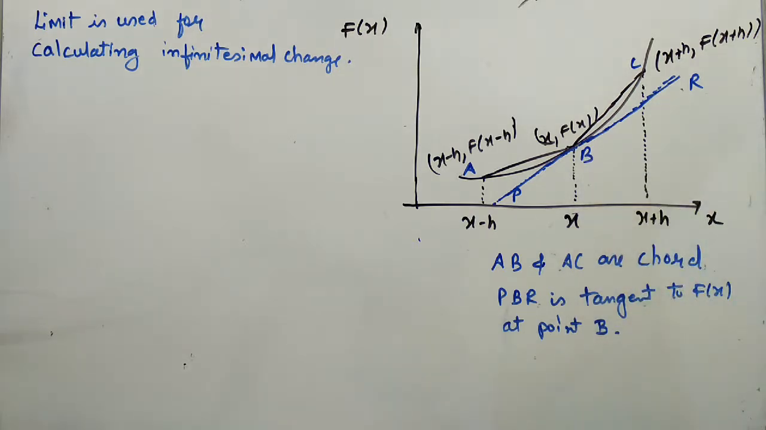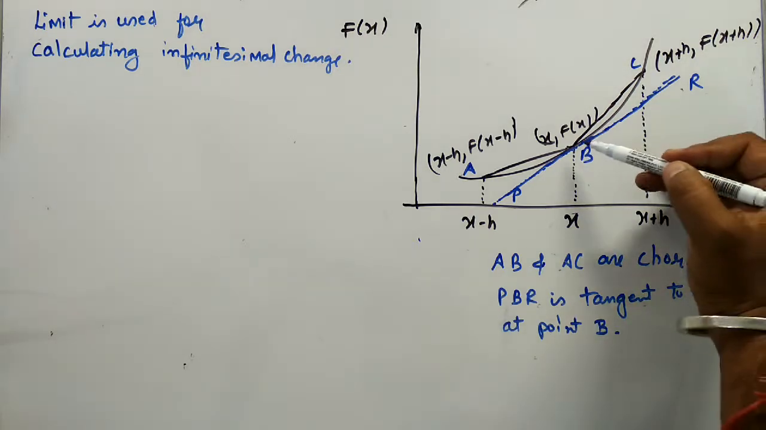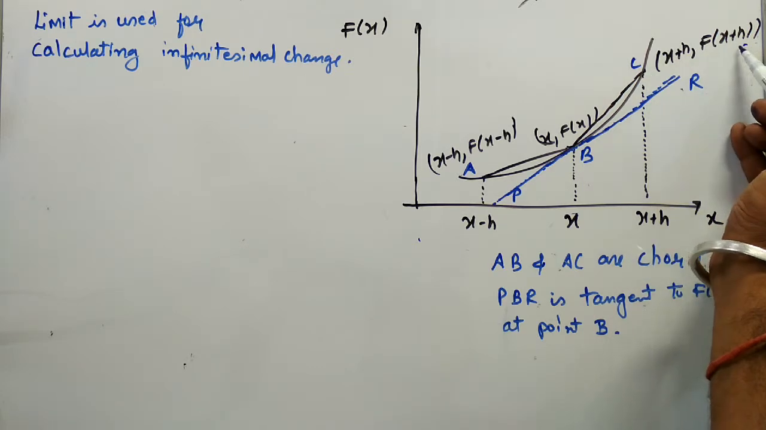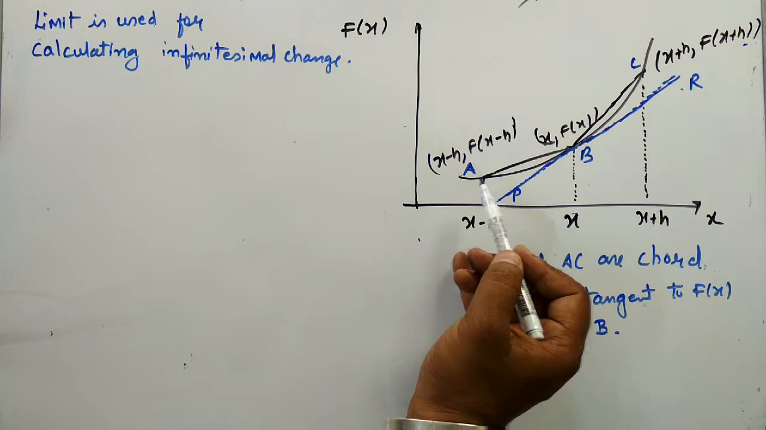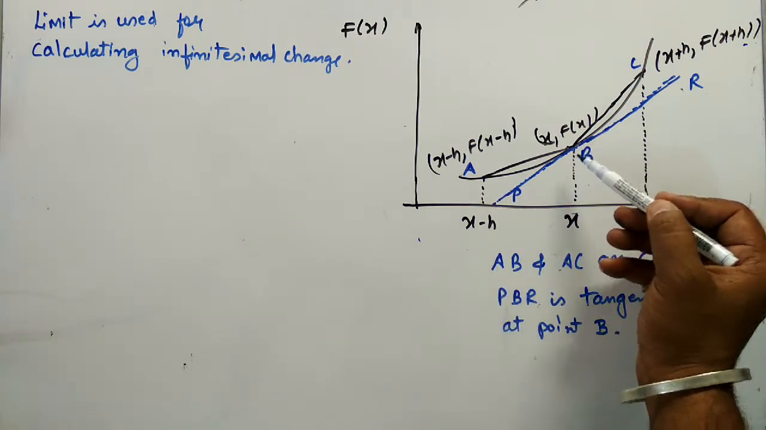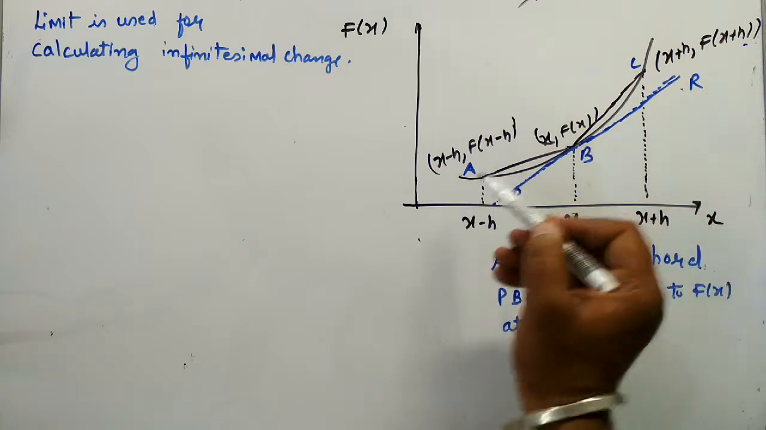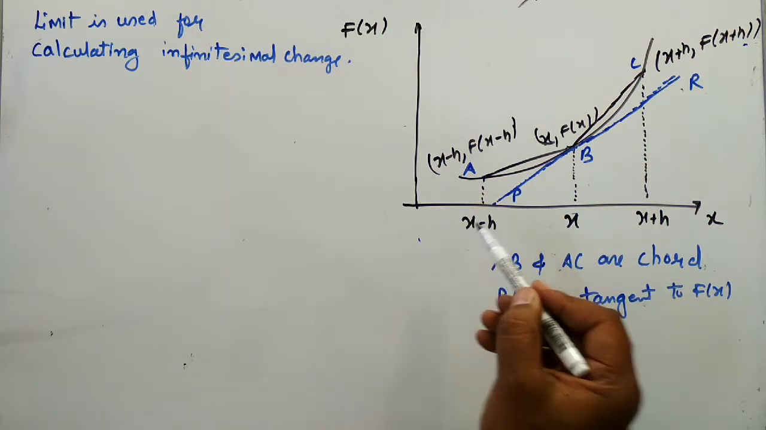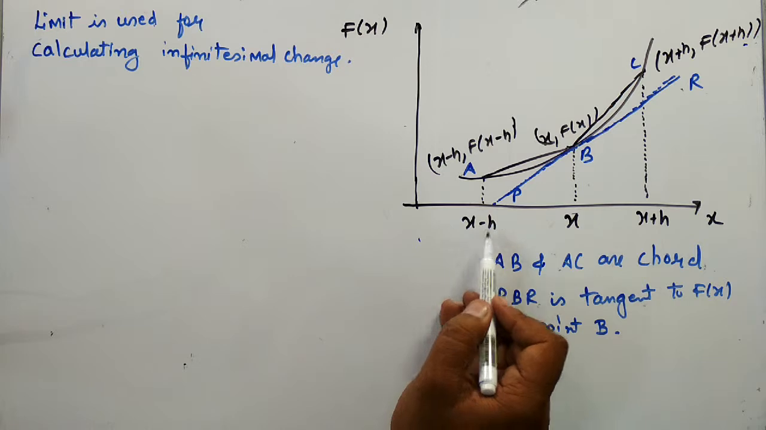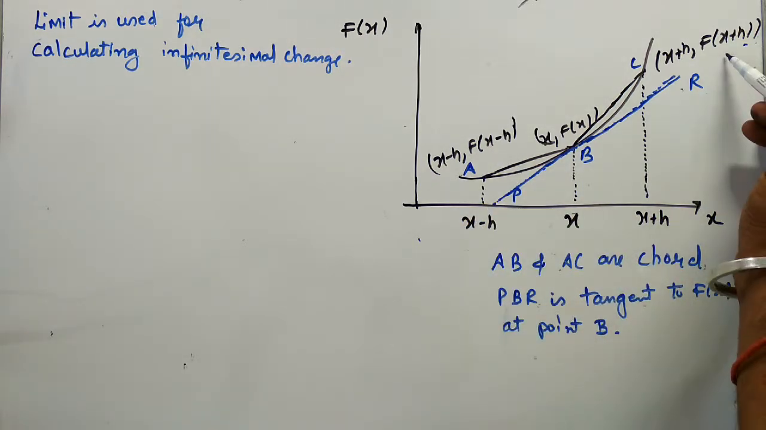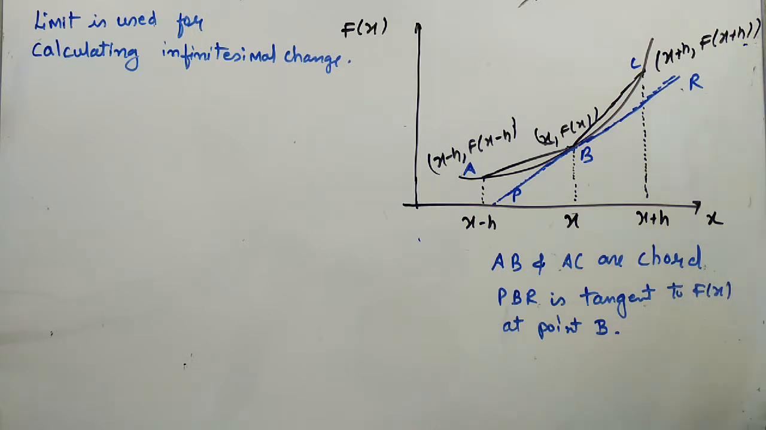Now we have taken another point at x plus h, which is somewhat greater than this x, and this point is somewhat lesser than x. So at x minus h we are getting the value f(x minus h), and at x plus h we are getting the value f(x plus h).